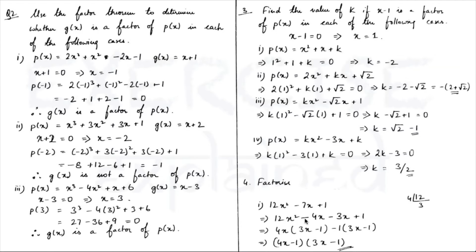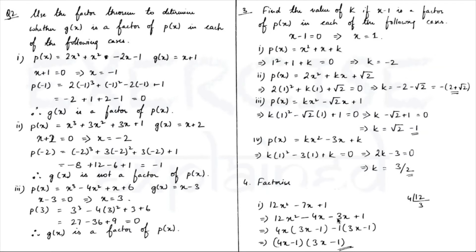Now from the first two terms, we take whatever we can take out common. So I can take out x common because both the terms have x, and both the terms are divisible by 4. So I take 4 common. So 4x is common, and what is left out? 4 into 3 is 12, and x into x is x square. So 3x is left out here, and from here we have taken out the entire 4x, so only 1 is left.